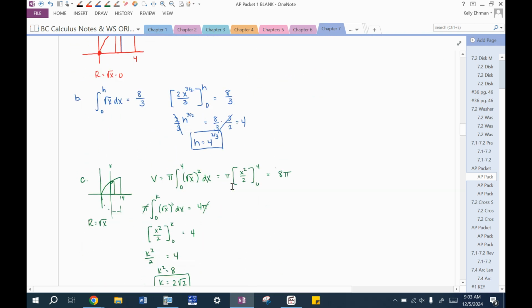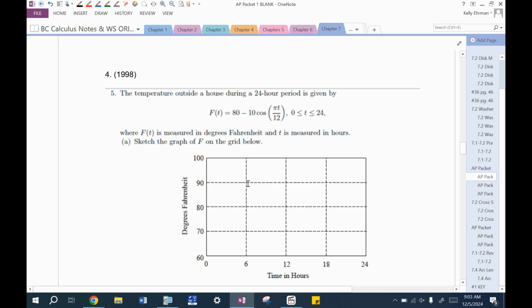All right. Let's do our next question. This one is calculator allowed. I put this graph and this equation on your summer work, so I don't know if it looks familiar or not. But just graphing this in the correct window and getting some accurate points is something that we did in pre-calc a lot. So the temperature outside a house during a 24-hour period is given by this function.